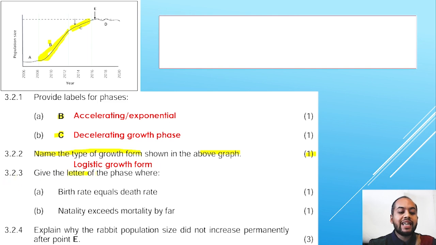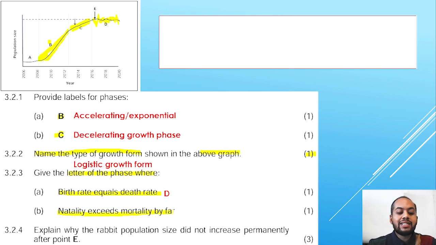3.2.3 says give the letter of the phase where the birth rate equals the death rate. So the phase where the birth rate and death rate are going to be equal to each other is normally going to be in the equilibrium phase. Therefore, the letter of that phase is going to be letter D.